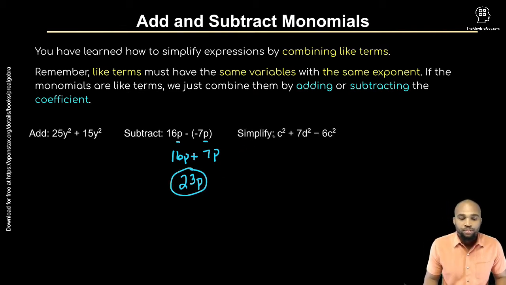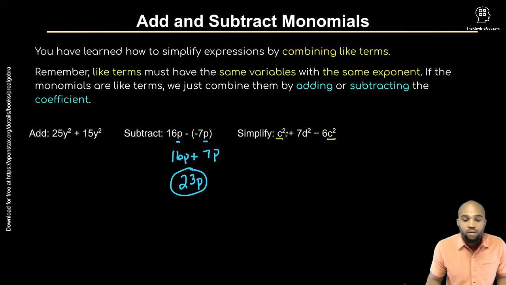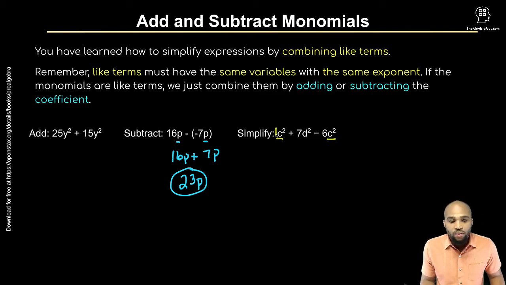All right, next problem. Simplify this here. So we're going to combine all our like terms. Let's identify those like terms. I see a c squared and I see a c squared. Well, what's the coefficient in front of each? Don't forget that there's a 1 in front of this. We don't write it in algebra typically. So just remember there's a 1 there, and I have a -6. I can't combine this d squared with anything, so I'm going to leave that alone. So what is 1 minus 6? Well, it's going to be -5c squared plus 7d squared.